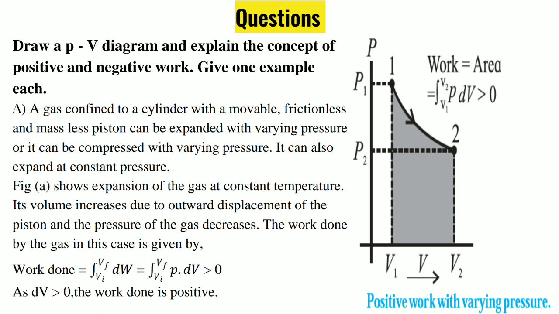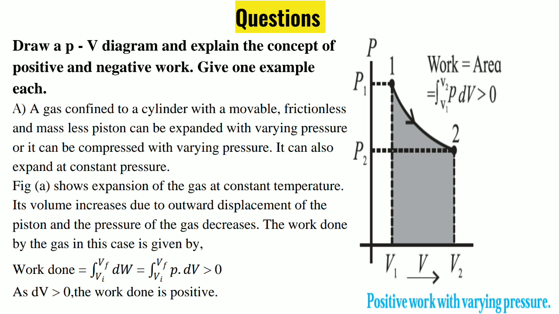A gas is confined to a cylinder with a movable, frictionless and massless piston, and it can be expanded with varying pressure. As we are moving from point 1 to point 2, what is happening? The gas is expanding. As the gas is expanding, pressure is decreasing but volume is increasing. It can also be compressed by varying pressure, or it can expand at a constant pressure.